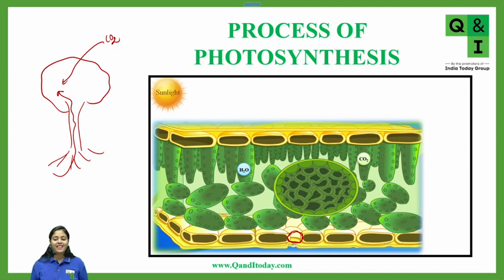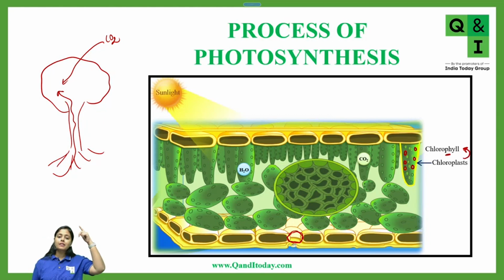Now inside the leaf, you have chloroplasts present. So these are your chloroplasts. Now inside the chloroplasts, you have chlorophyll pigment present. So now just revise the raw materials of photosynthesis. Carbon dioxide is present, water is being taken, chlorophyll is being taken. Chlorophyll is already present inside the leaves.